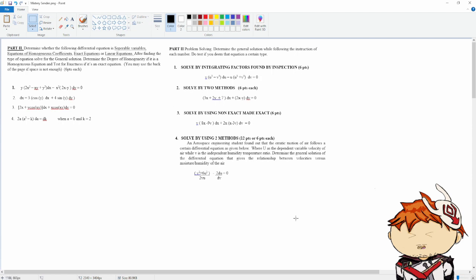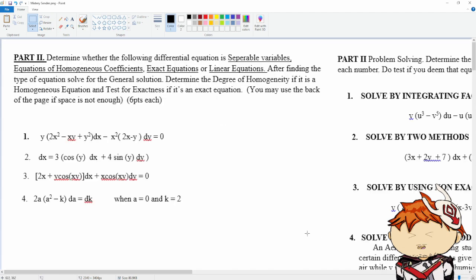So first, let's read the situation first. Determine whether the following differential equation is separable variables, homogeneous, exact, or linear. The first four types. After finding the type of equation, solve for the general solution, determine the degree of homogeneity if it is a homogeneous equation, and test for exactness if it's an exact equation. You must.